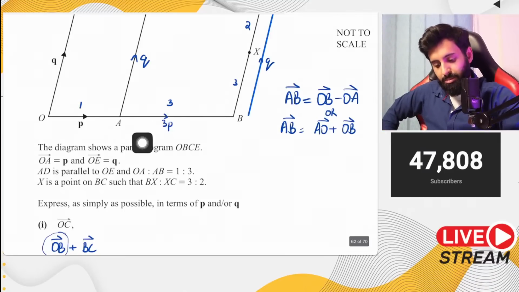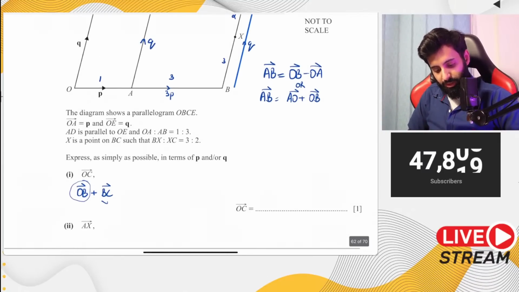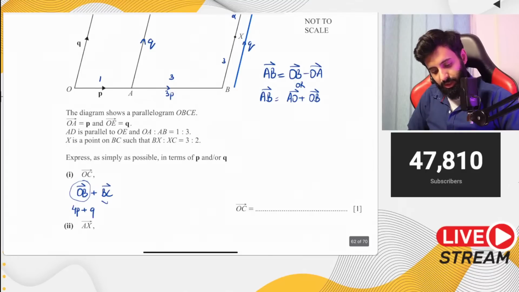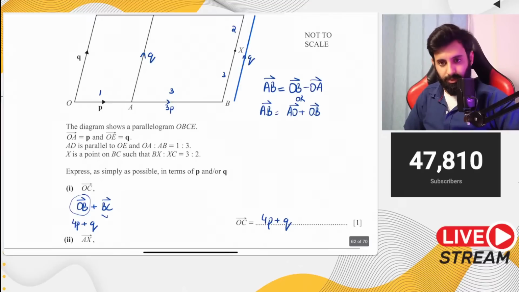Okay, so 3 times P equals what? It equals 3P. So OB is sorted. OB is going to be equal to P plus 3P, which is 4P, plus BC, which is equal to Q. So 4P plus Q. Okay?